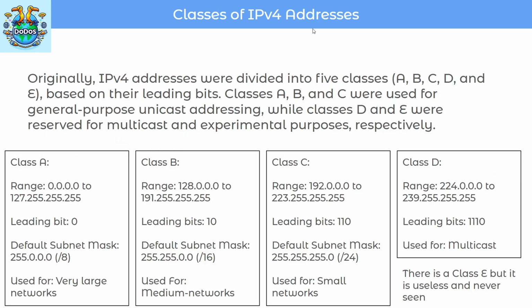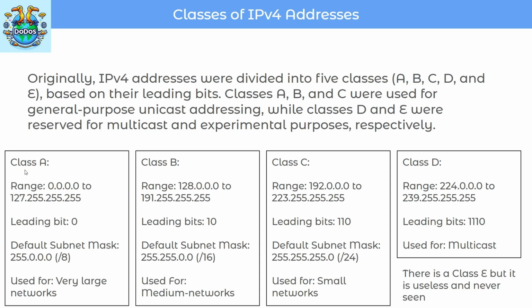So there's classes of IPv4 addresses. Originally, they were divided into 5 classes: A, B, C, D, and E, based on their leading bits. Class A, B, and C were used for general-purpose unicast addresses, while Class D and E were reserved for multicast and experimental purposes. So we're not going to cover E because it's not part of the CCNA, and I never saw it anywhere. It's nowhere covered, and it's honestly unneeded. So we're going to cover A, B, C, and D. This is going to be helpful.